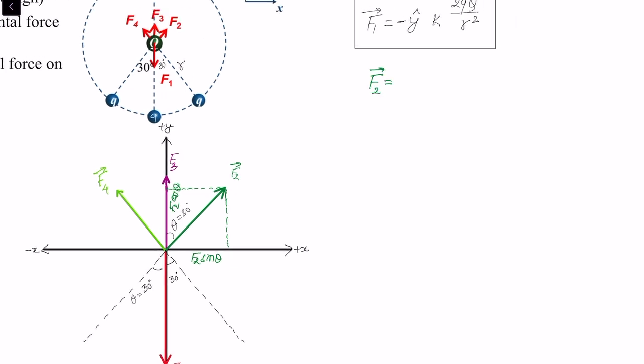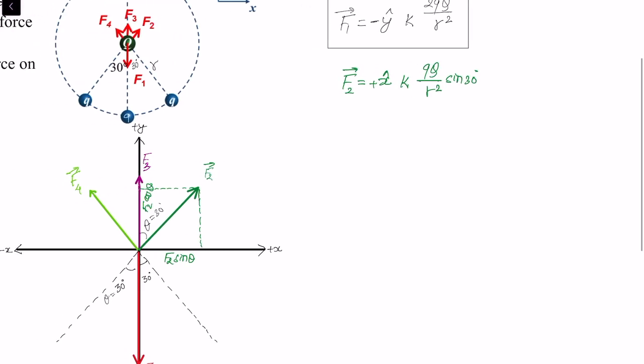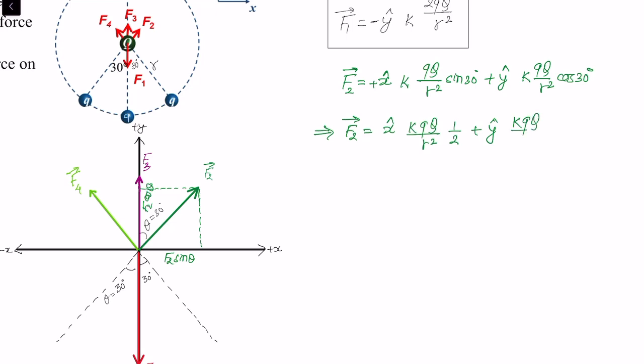Since the x component is in the positive direction, it will be plus x cap, and the magnitude is again given by Coulomb's law, k times q divided by r square, and we need to multiply it with sine 30. Similarly, we need to write the y component here. The y component is in positive direction, so I have the positive y cap. And again, the magnitude will be k times q divided by r square, and we need to multiply it with cosine 30. So let me further simplify this one. F2 will be equal to positive x cap times kq by r square, and sine 30 is 1 by 2, plus y cap kq by r square, and cosine 30 is square root of 3 by 2.